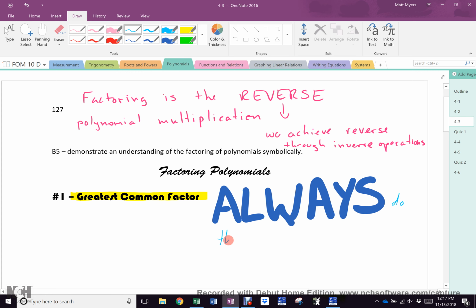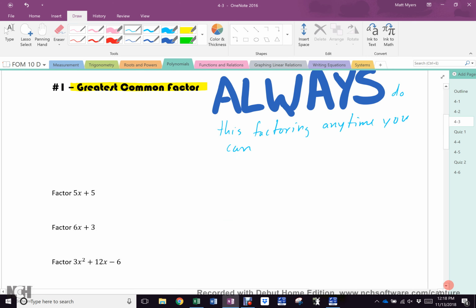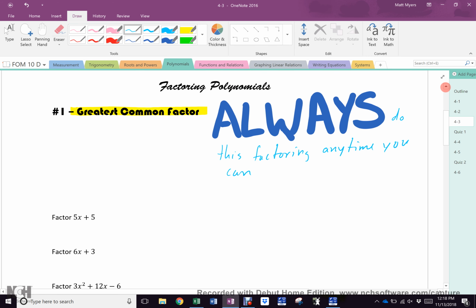Do this factoring. When? Any time you can. All right? Always, always, always. Okay, and I'm going to show you how to do this kind of factoring in a moment. All right?